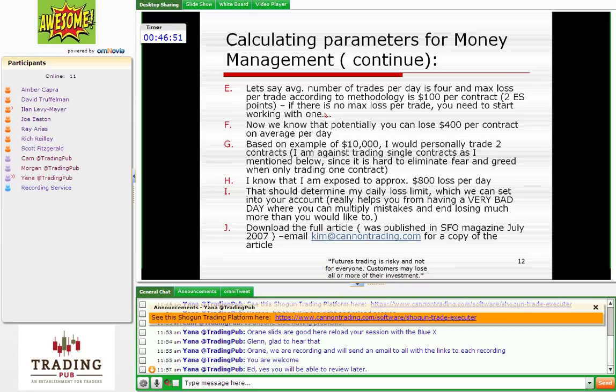And let's say your average number of trades per day is 4. And the max loss per trade, according to the methodology that you're using, is $100 per contract. And let's talk about the popular mini S&P. 2 mini S&P points. And by the way, if there is no max loss per trade, you need to start working with one. So, as I told you before, I've seen it before. Traders will average in, average down, average up.